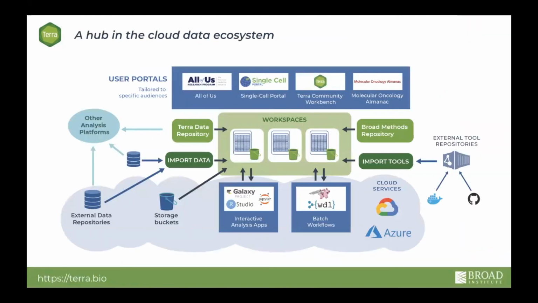And Terra is just a hub in a large cloud data ecosystem. So Terra allows you to essentially access the rest of the ecosystem. You can use portals that are tailored to specific audiences, like All of Us, Molecular Oncology Almanac. You can choose to bring your own data, or you can import data from these other resources and repositories. You can bring your own tools, but you can also find tools from external repositories as well. And Terra is building towards a multi-cloud system. So currently it's built on the Google Cloud Platform, but details about Azure are coming soon.